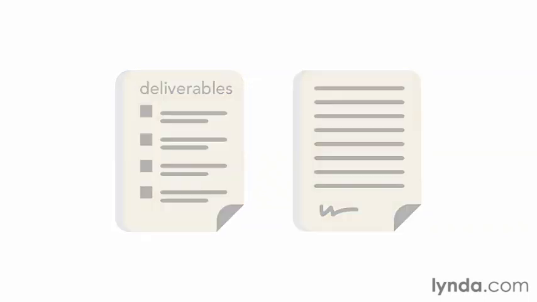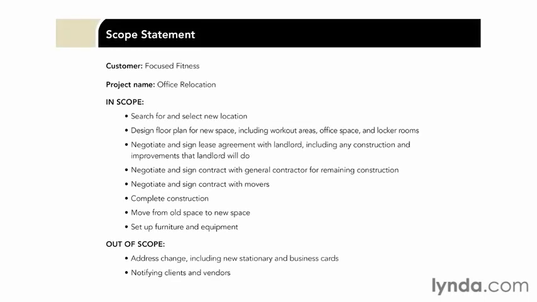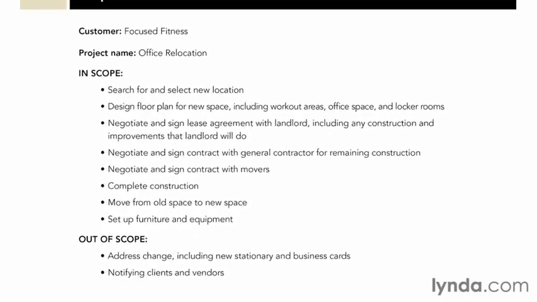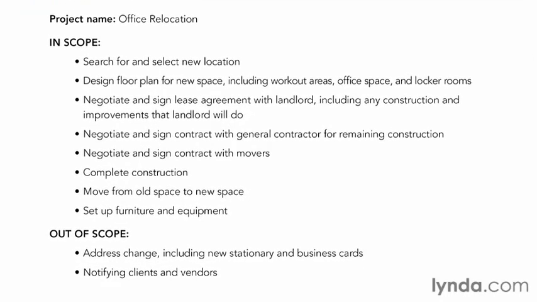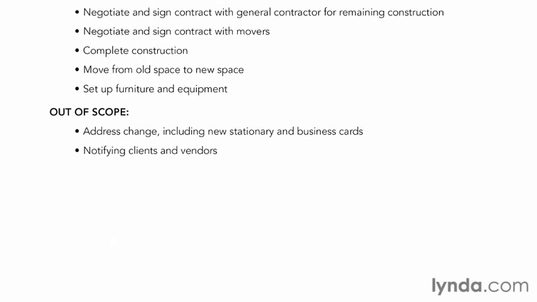As an example, here's the scope for relocation. The scope statement identifies the work and deliverables, such as designing the space, negotiating contracts, completing construction, and moving. Notice that it also includes activities that are out of scope. The out of scope section identifies work or deliverables that are not the responsibility of the project team or the vendor you're hiring. For example, with the relocation, the tasks for changing the business address are out of scope.